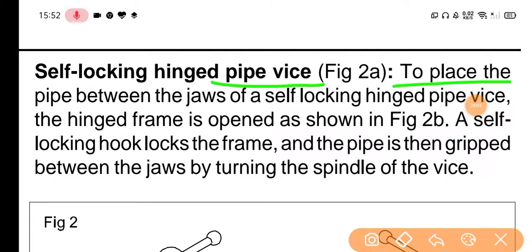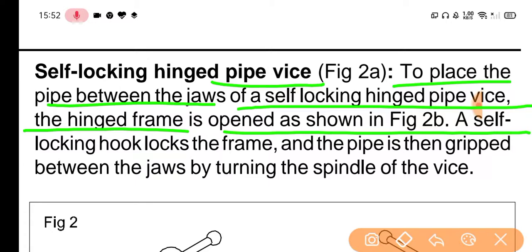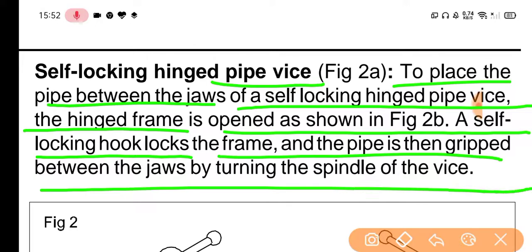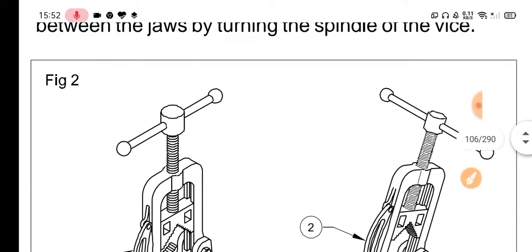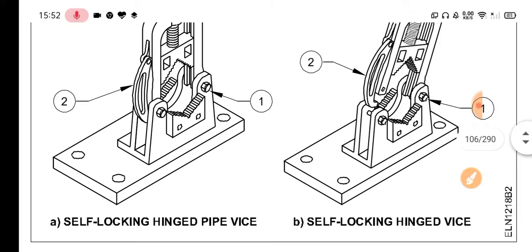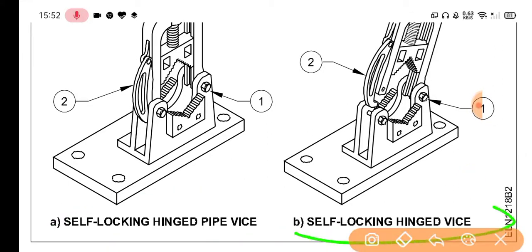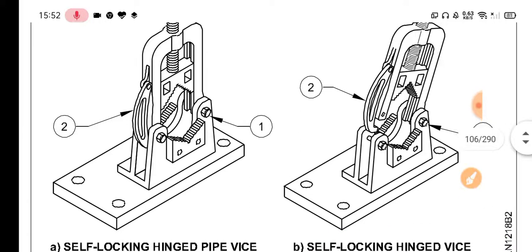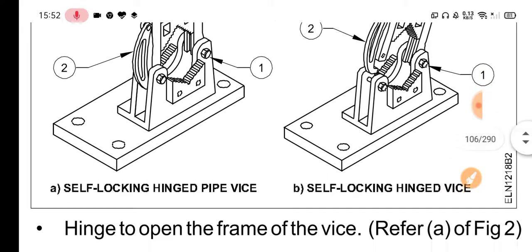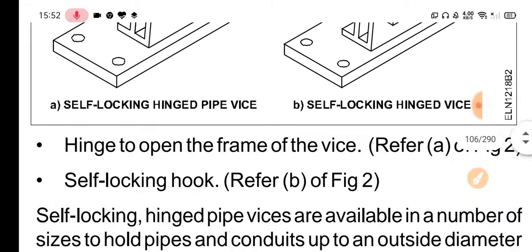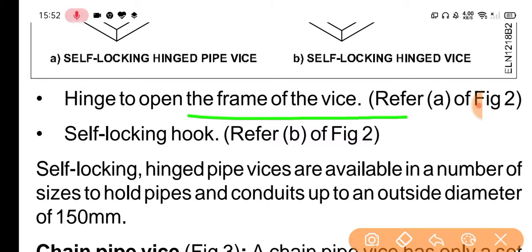Self-locking hinged type vise. To place the pipe between the jaws of a self-locking hinged pipe vise, the hinged frame is opened as shown in the picture. A self-locking hook locks the frame and the pipe is gripped between the jaws by turning the spindle of the vise. This is the self-locking hinged pipe vise. The hinge opens the frame of the vise, and this refers to the self-locking hook.